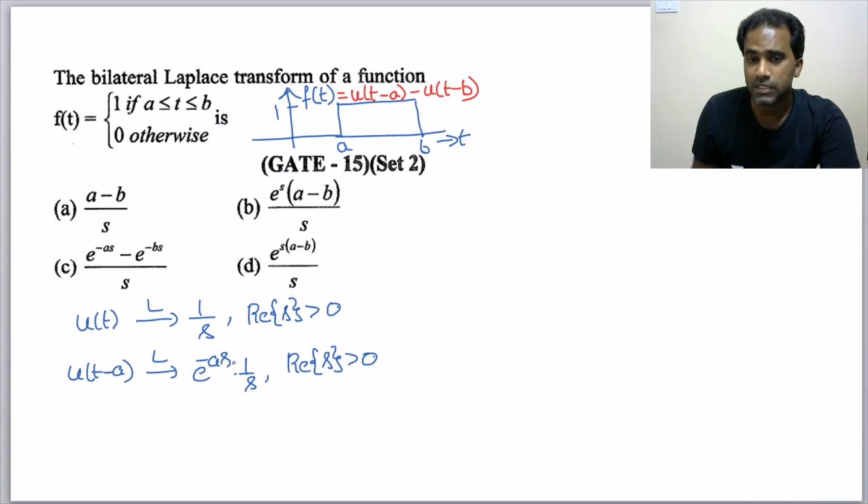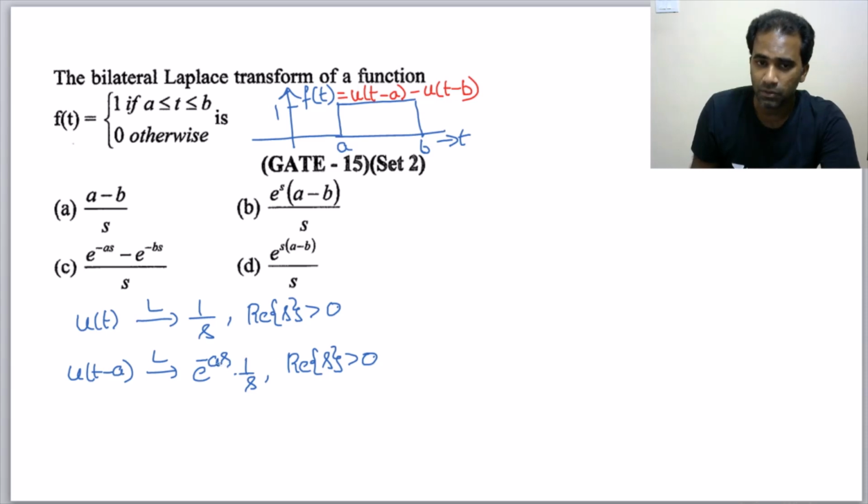Will the ROC change? It might change a little bit. Let us say a is positive, and if s is minus infinity, then e power plus infinity becomes infinity, which means s equal to minus infinity will become the pole. So s equal to minus infinity should not be part of the ROC, but it already is not part of the ROC. We don't need to remove it from the ROC.